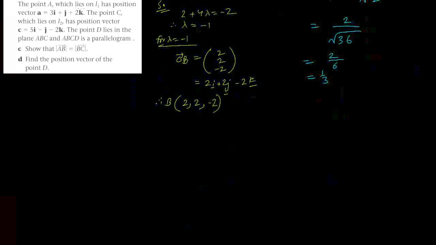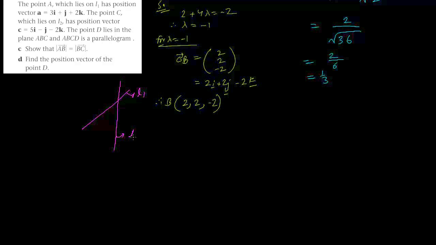So the point A lies on L1. So if this is L1, this is L2. What we know, L1 and L2 intersect at the point B that has coordinates 2, 2, minus 2. We also know L1 and L2 make an angle such that cos theta is 1 by 3. So this is the angle that we found, theta. Now we know that a point A lies on L1. So this is A, and it has position vector 3i plus j plus k. That means 3, 1, 2.